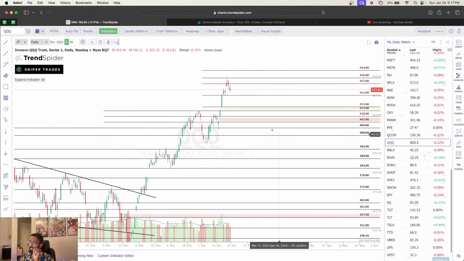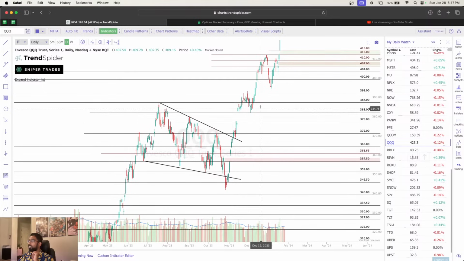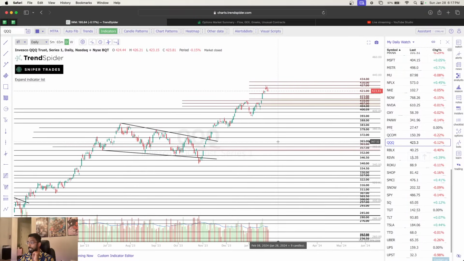But keep in mind, there is this island bottom that has been created on QQQ, and until and unless that is invalidated, I will not say we go back to 393 or 380, 370, whatever that is. I'm not really going to see that. I'm not going to be worried about it at all.